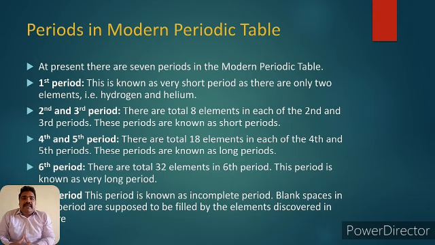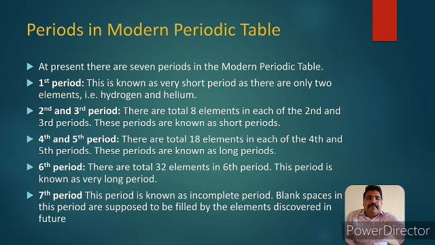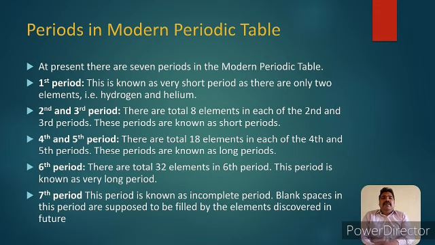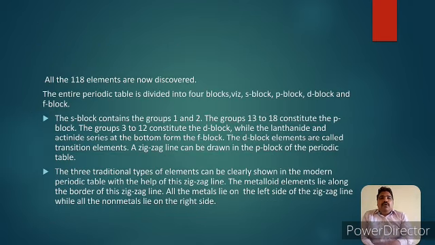In the sixth period, there are 32 elements. This period is known as the very long period. The seventh period is known as the incomplete period. Blank spaces in this period are supposed to be filled by elements discovered in the future. All 118 elements are now discovered.